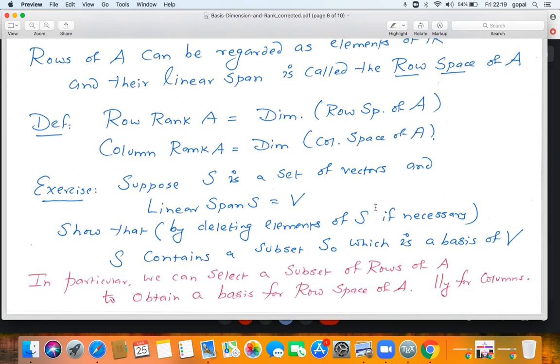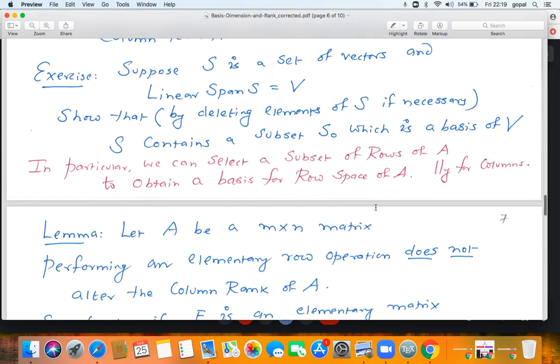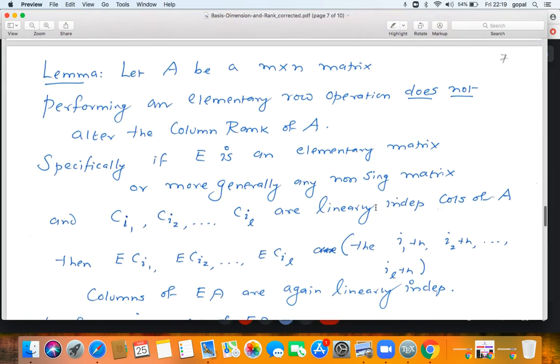So among the rows, you can find a basis for the row space of A. Among the columns, you will find a basis for the column space of A. So you have these two vector spaces, the row space and the column space. The row space is a vector subspace of Rn, and the column space is a vector subspace of Rm. And the column rank of A is the dimension of the column space. So the column rank is obviously less than or equal to m, and the row rank is obviously less than or equal to n. But we are going to see a remarkable result. But before I state that remarkable result, we need a lemma.